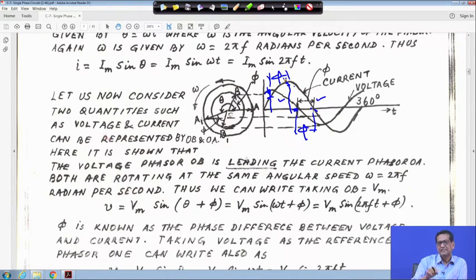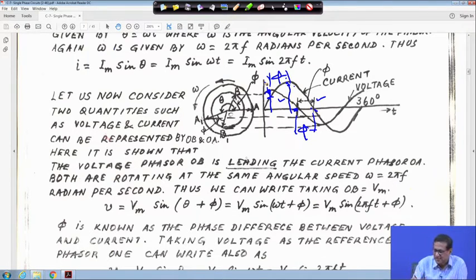If voltage reaches its peak before the current, voltage is leading the current. Or if voltage reaches 0 before the current, voltage is leading the current. The other way: if current reaches its peak later than the voltage, the current lags the voltage, or if current reaches 0 after the voltage becomes 0, the current lags the voltage. Either this distance is phi, or peak to peak this distance is phi. This is the concept of leading and lagging.